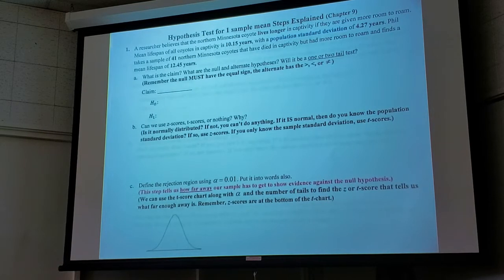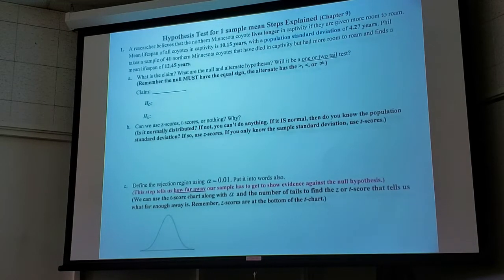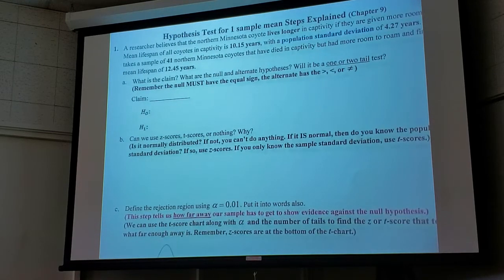Okay. So let's look at this thing. Read through that real quick and see if somebody can tell me what the claim is. Everybody tell me what the claim is in English. We'll start with just English, and then we'll translate to Mathish. That coyotes live longer. Coyotes in captivity live longer if they have more room to roam. That's right. And now you say live longer than what, and then what stat symbol will I use for that? So that's how I'm going to translate it into Mathish. So the claim is coyotes live longer if they are given more room to roam in captivity.